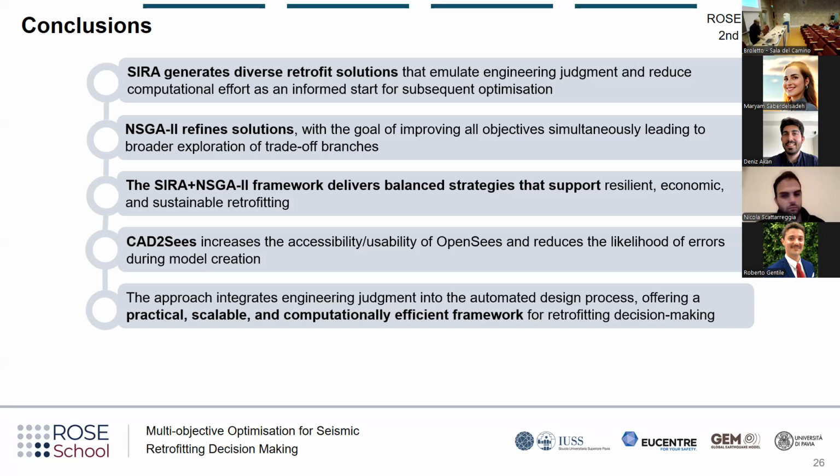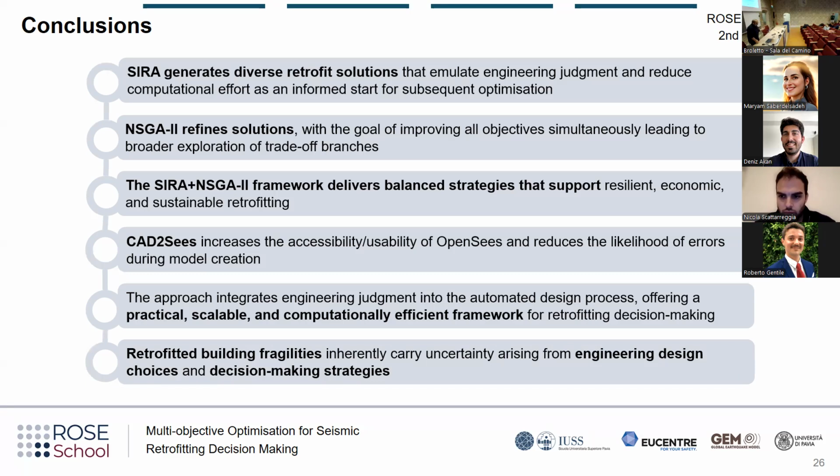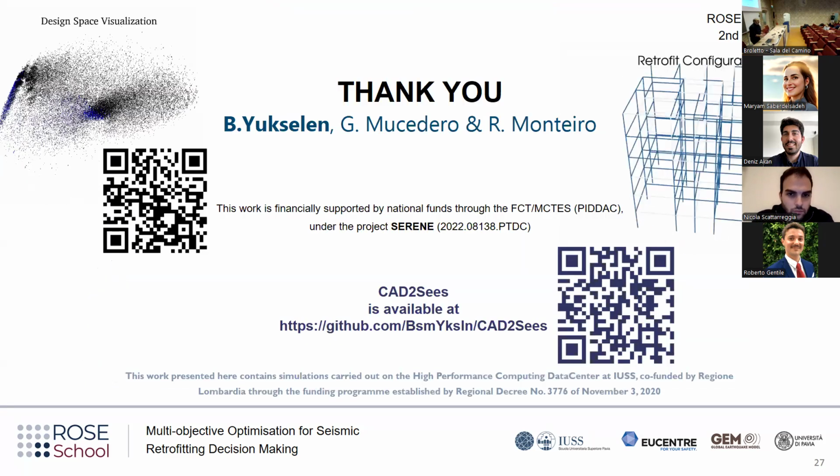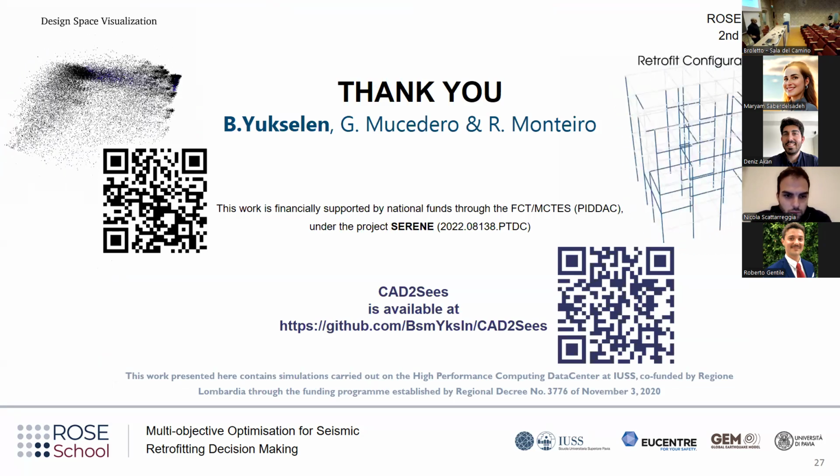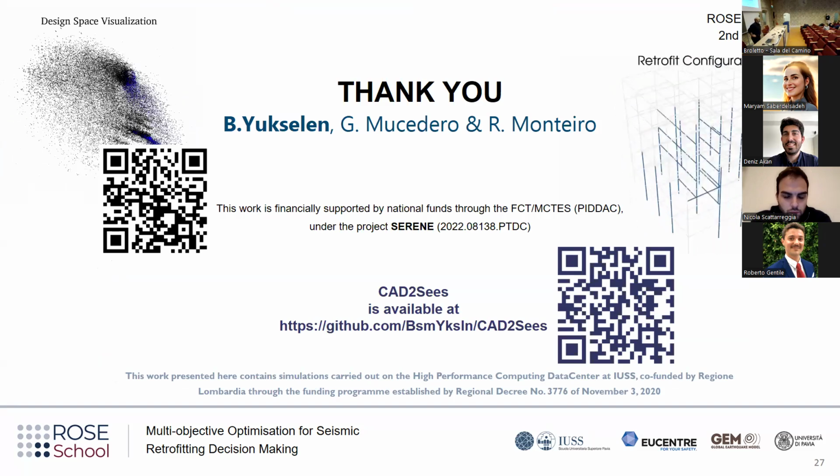And as the last point, as I mentioned just one slide ago, the retrofitting building fragility has the variability inherently coming from the engineering decision. So we should take care of that one. And with that, I'm finishing. Thank you very much. And I'm ready to answer any questions, if any.